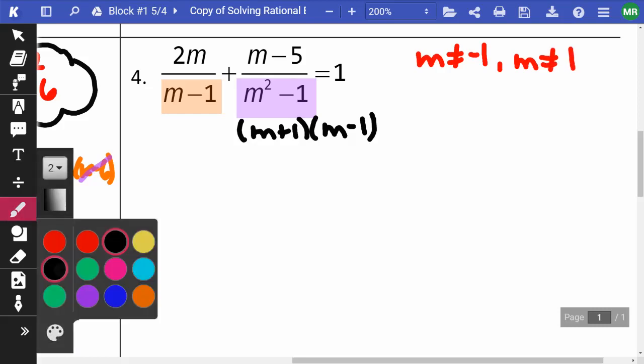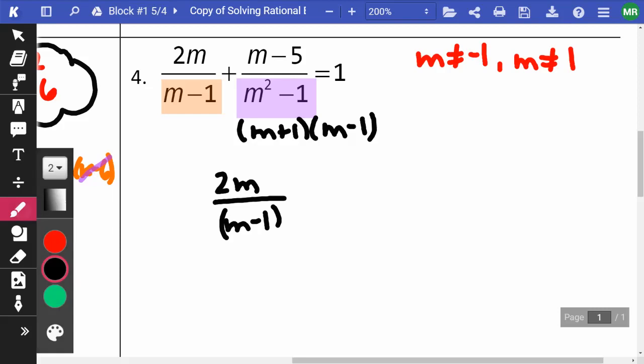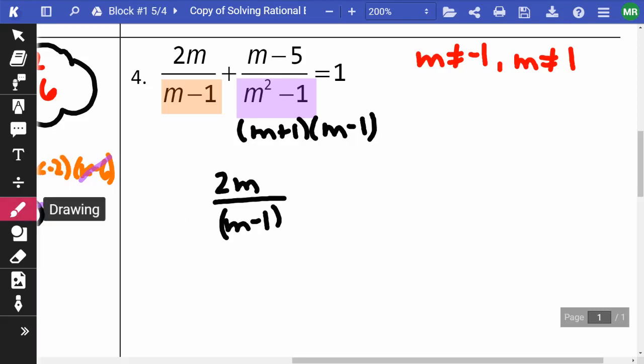Okay, so now I'm going to have 2m over m minus 1, and I'm going to be multiplying that by m plus 1, m minus 1.